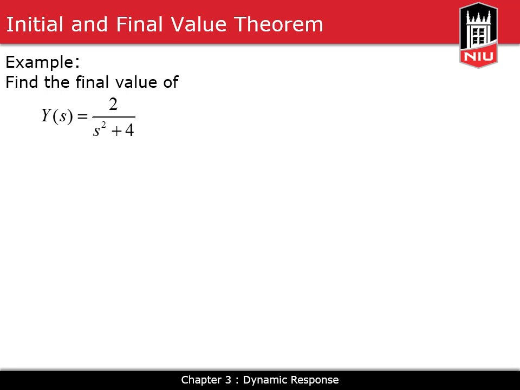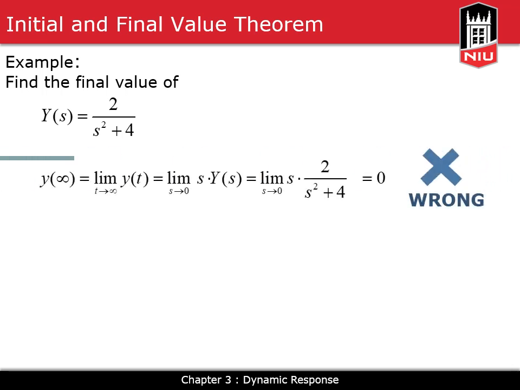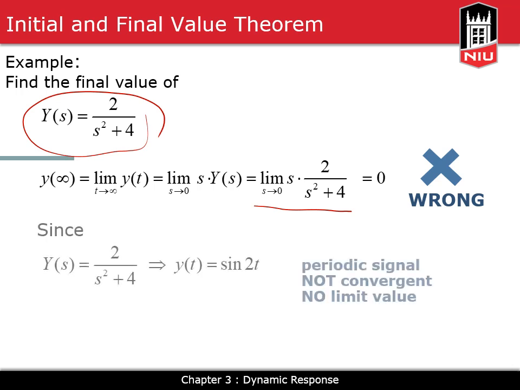Another example, 2 over s squared plus 4. If we want to find the final value, multiply by s, let s approach 0. As you can see here, if s approaches 0, the answer is 0. Again, this is a wrong answer. How do we know that? We have to analyze our y of s in the s domain. We still don't know how to do that to figure out whether it's stable or not. So in this case, we will just do the same thing as the previous example. Let's apply inverse Laplace transform and find out y of t.